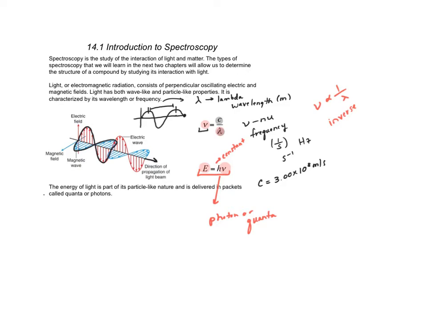Given this equation, are energy and frequency directly proportional or inversely proportional? Directly proportional. So there's a direct proportionality: the larger the frequency, the larger the energy, and vice versa. What about energy and wavelength? It has to be inverse. Since there was an inverse relationship between frequency and wavelength, there's also an inverse relationship between energy and wavelength. These are inversely proportional: the larger the wavelength, the smaller the energy, and vice versa.